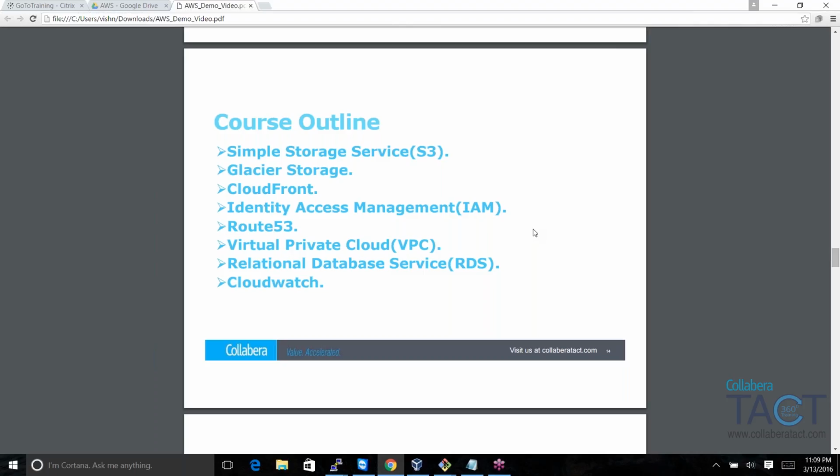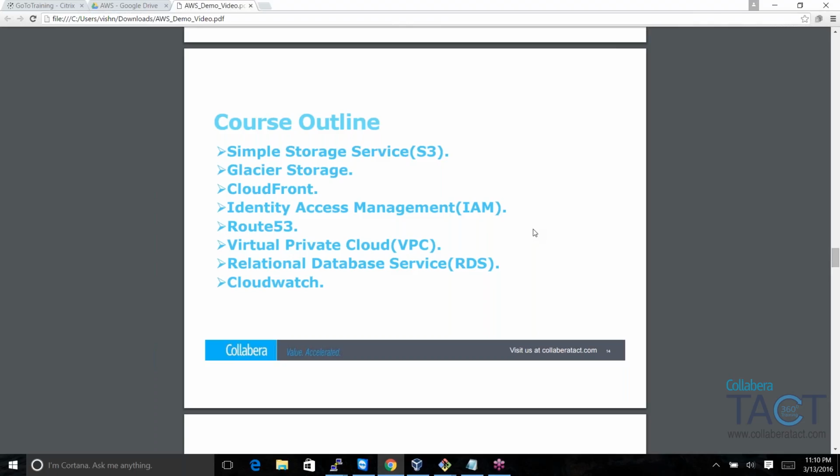Can an EBS volume be connected to two EC2 instances? No. An EBS volume can be connected to only one EC2 instance. If you want shared storage, you can do it, but that uses different methodologies, which we are going to talk about in the course.